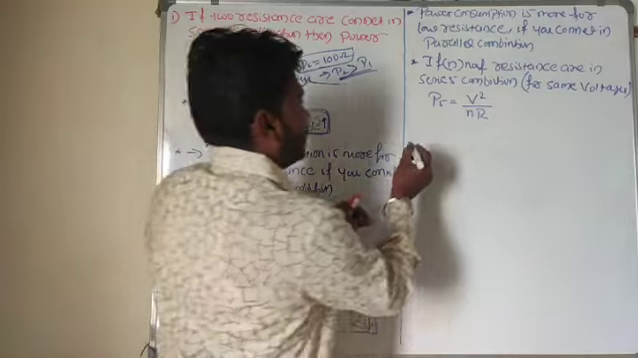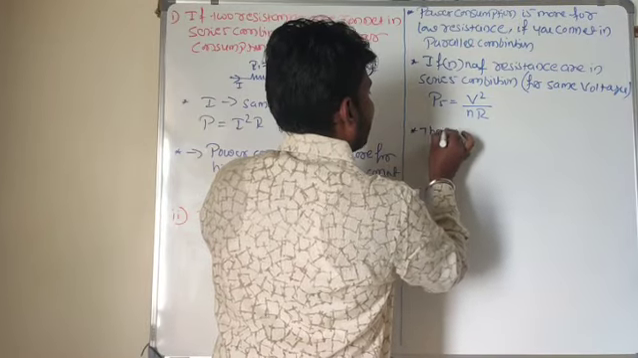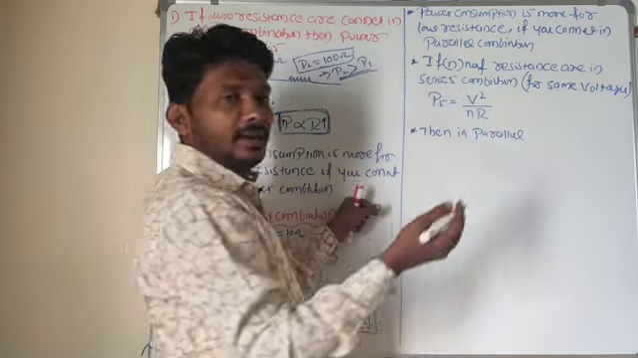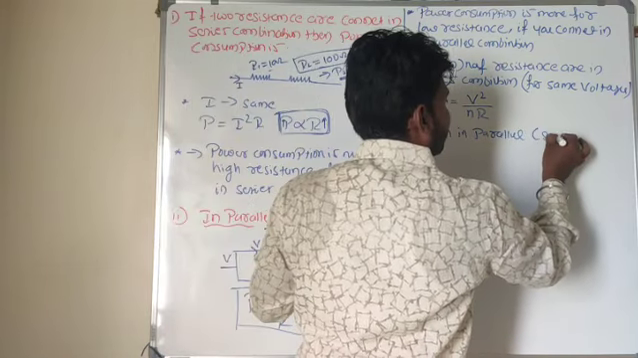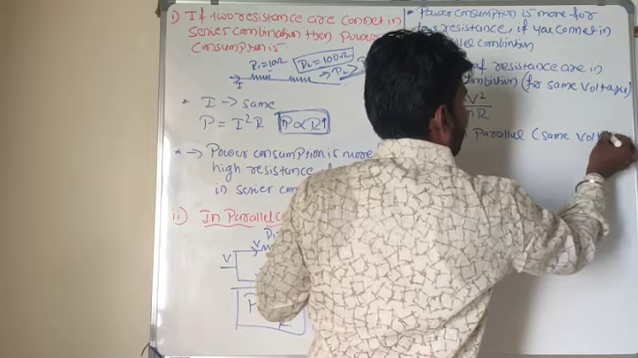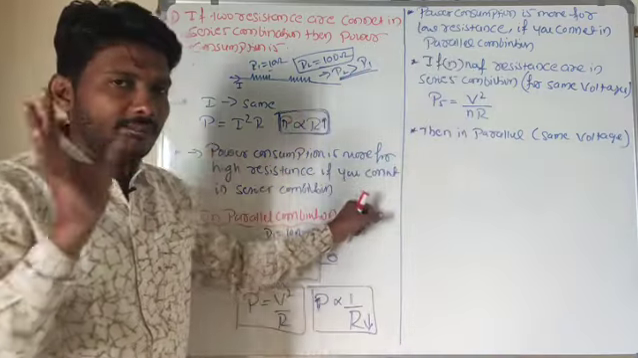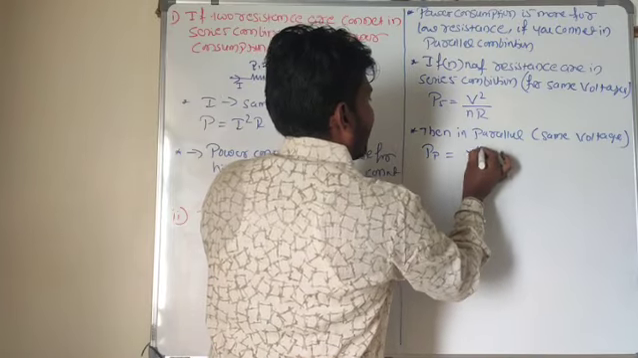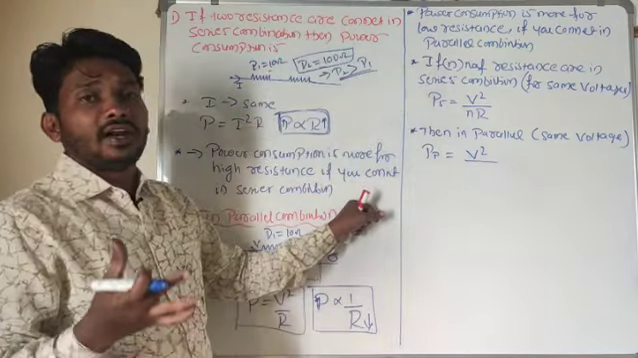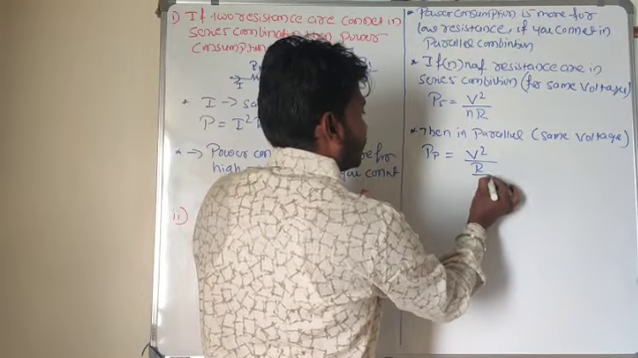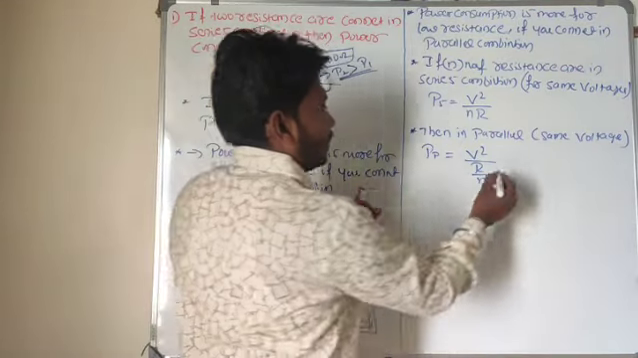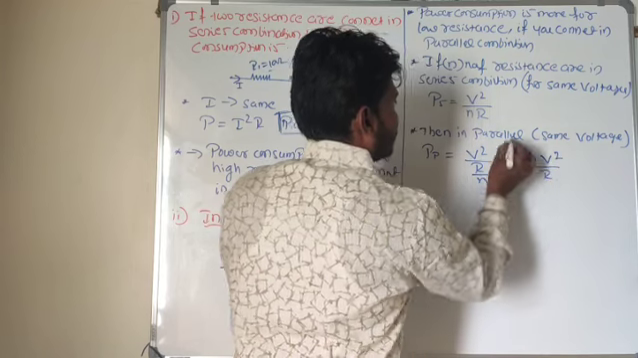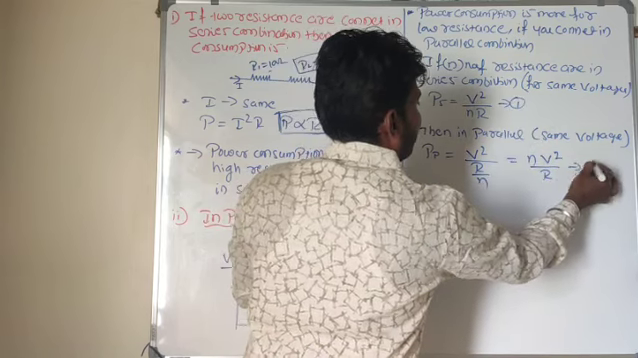Then I will connect in parallel combination for the same voltage. In both cases I take the same battery, so it has the same voltage here. So power dissipation in case of parallel, where n number of identical resistances are connected in parallel combination, the equivalent resistance is R by n, so it is n into V square by R. So equation 1 and 2.